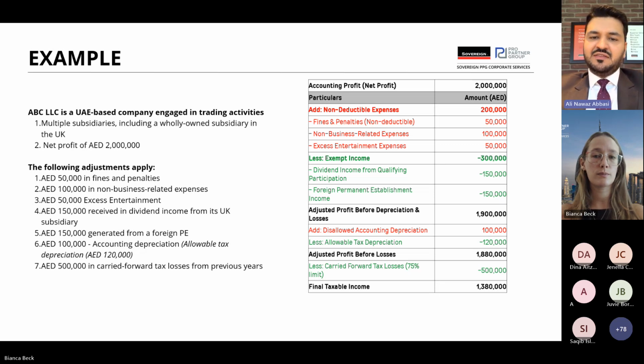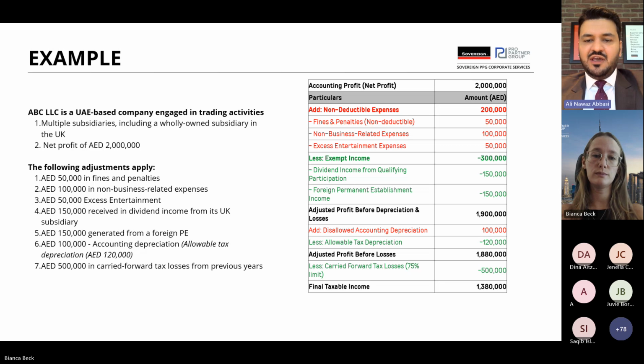And then we take this and do all the adjustments. We add back all the non-deductible expenses. We deduct all the exempt income. We then add back the disallowed accounting depreciation and deduct the allowable tax depreciation.